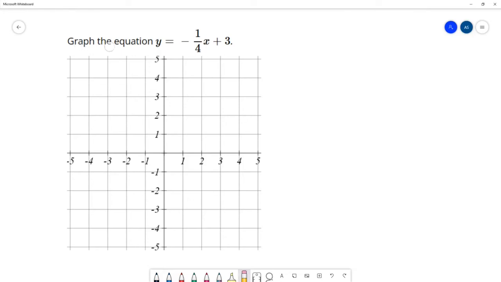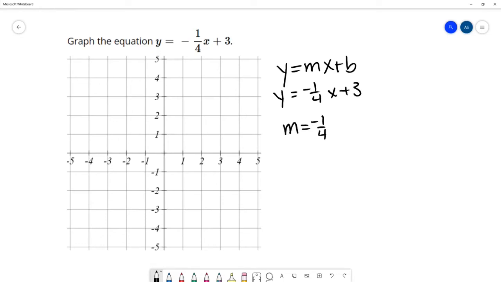For this question, we want to graph the equation y equals negative 1/4 x plus 3. The equation is written in slope-intercept form, y equals mx plus b. We have y equals negative 1/4 x plus 3. So we can see that the slope is negative 1/4. b is 3, that's our y-intercept. So we can plot our y-intercept and then use the slope.